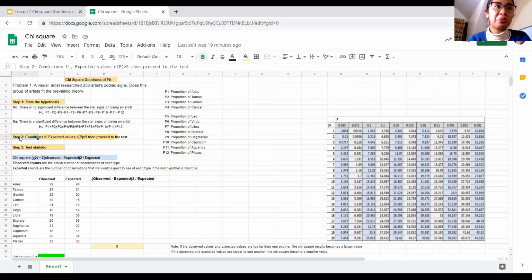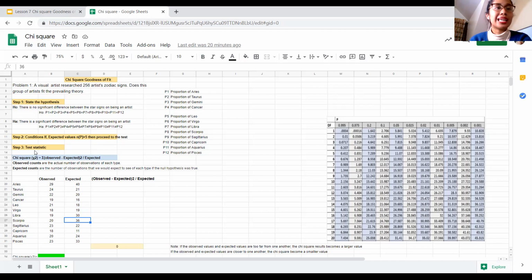Next, step 2. Before proceeding to chi-square test, you have to assess your expected values. Expected values should be more than 5. Class, if the expected values are not given, solve the expected values by the total number of observations times proportion. Later we will solve for expected values, but as of now, it's given. Do you see anything less than 5 there? None. So, we can proceed to using chi-square test, and these are categorical variables. So, let's push on.